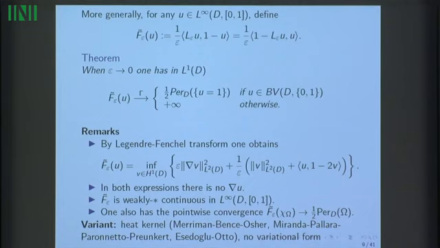There is a variant which is already known. It consists in, instead of using this elliptic diffusion, using the heat kernel. Some people have done that, these people for instance. So more or less you have the same properties. One main difference is that when you use the heat kernel instead of this elliptic operator, you don't have this variational formulation, which I will use a lot.